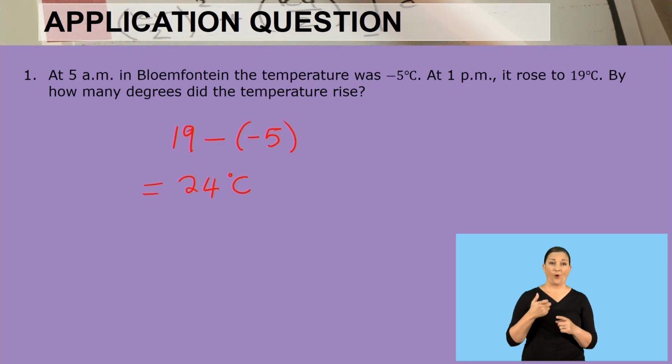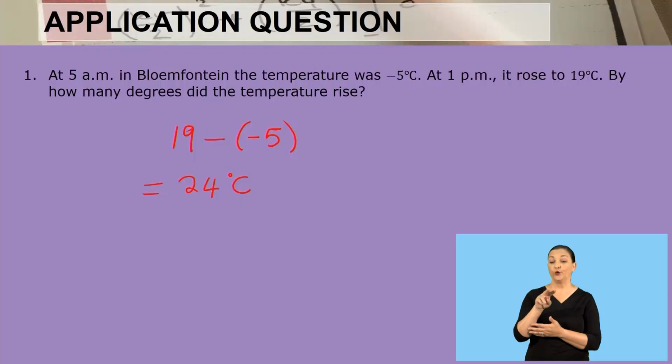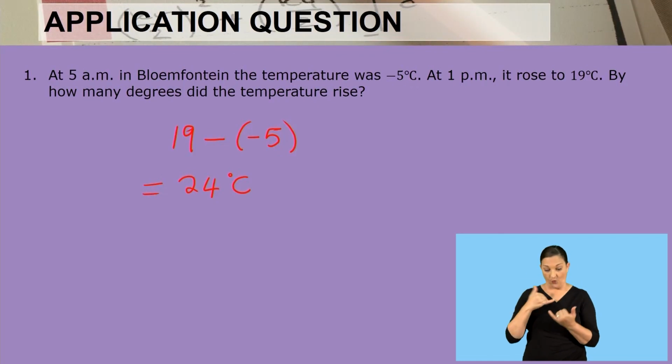It means that from -5 degrees Celsius, this temperature went up by 24 degrees, and then it is now at 19 degrees Celsius. Let's go on to number 2.